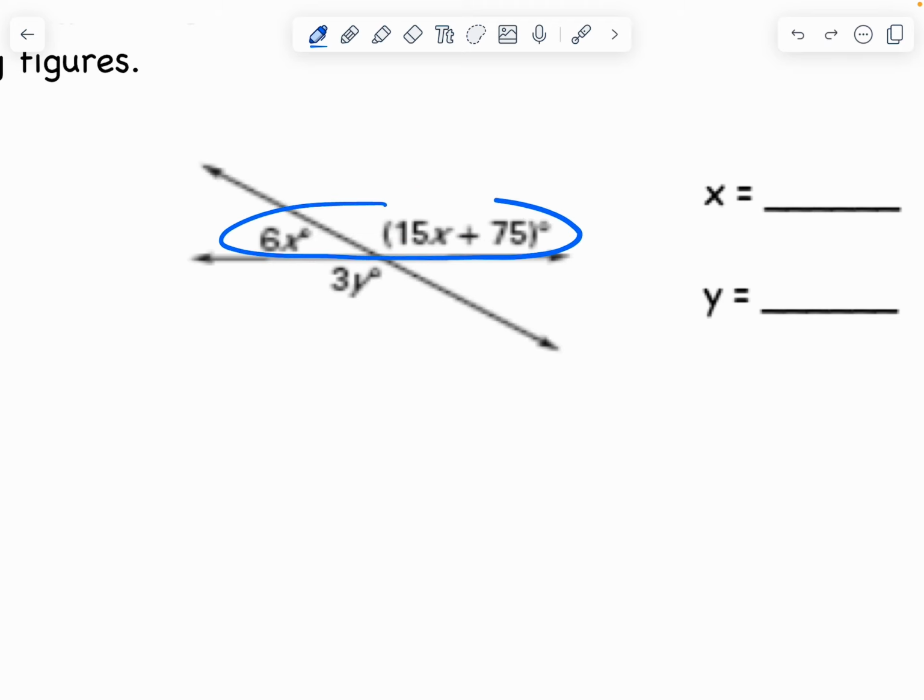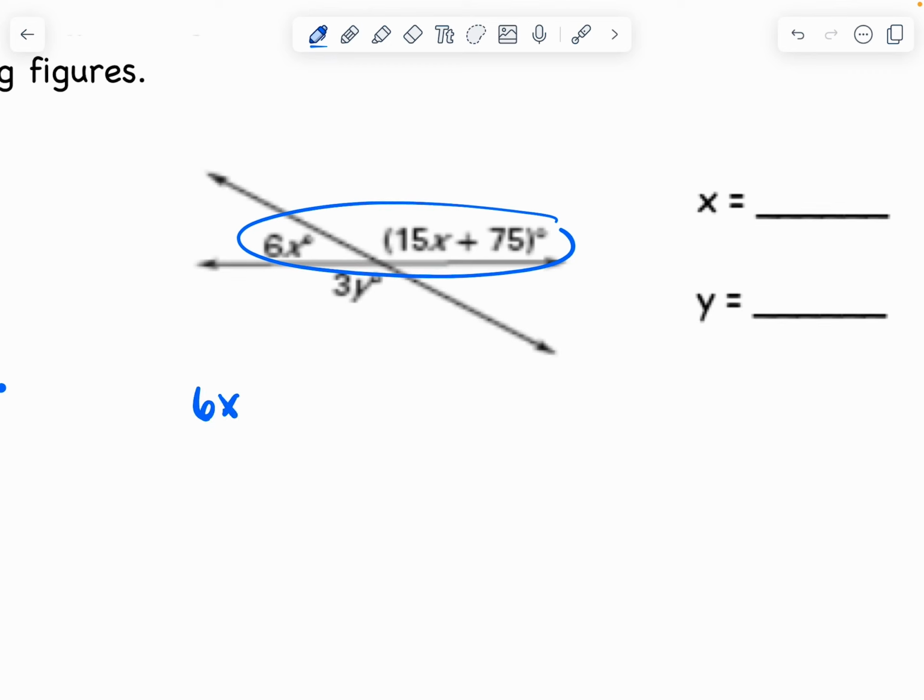I don't know why that just made a trapezoid. Okay, we'll just not even do that. So I'm just going to do this.